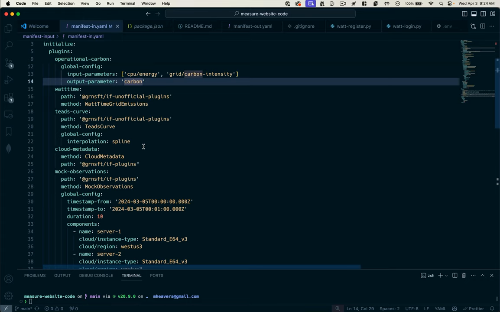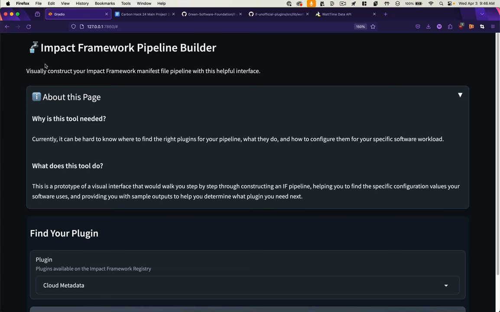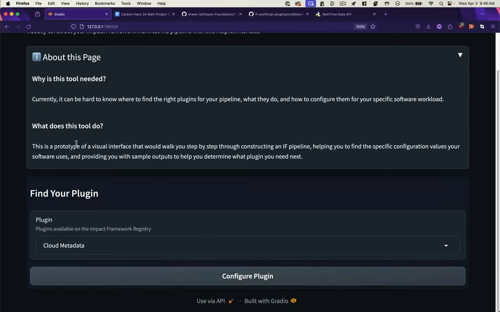But if you were just looking at this global config for the operational carbon module, none of that might be readily apparent to the average IT server admin type person if they're not also familiar with the clean energy space. So going back to this prototype, the idea is that this pipeline builder could provide a graphical user interface that helps to clarify per plugin what some of the inputs and outputs are required and where to collect that information based on your particular infrastructure.